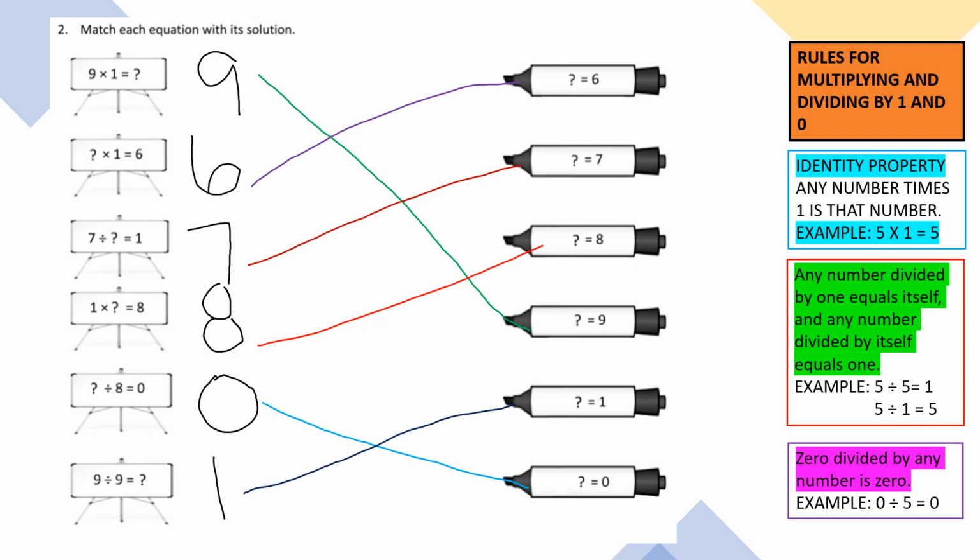Now I'm going to pause for a moment just to make sure that you're able to match up all of your equations and their answers with the dry erase markers. And I'm going to give you a few minutes to get that down.